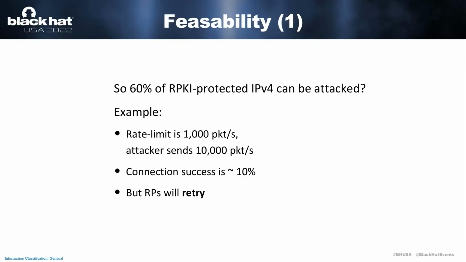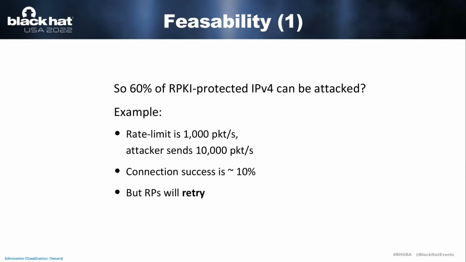And so now to think about feasibility, we would say, okay, 60% of the RPKI protected IPv4 space does rate limiting, or the publication points do rate limiting, so it is vulnerable to the attack, in a sense. This is kind of true. However, you have to think about an example. Consider an example where you have a rate limit of 1,000 packets per second, and you have an attacker which sends spoofed packets at a rate of 10,000 packets per second.